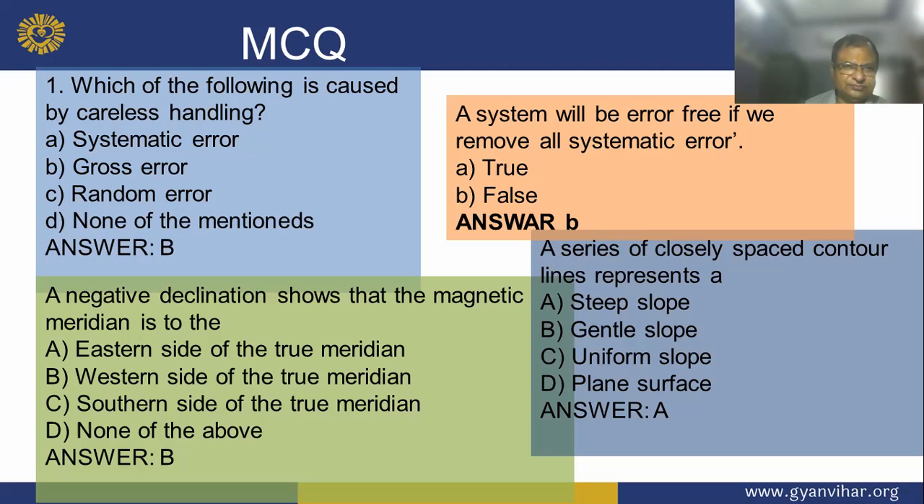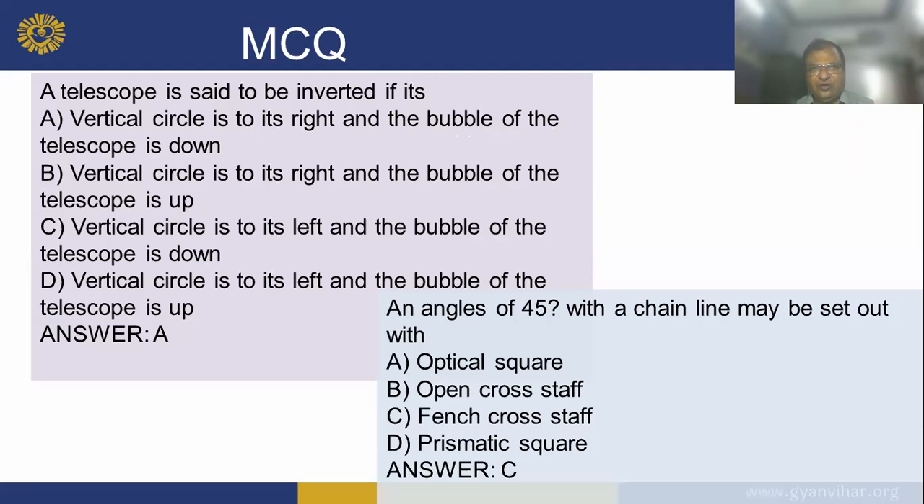A negative declination shows that the magnetic meridian is to the what? The correct answer is B, western side of the true meridian. Next question: a telescope is said to be inverted if it is. Vertical circle is to the right, and the bubble of the telescope is shown. What is correct? Correct is A: vertical circle is to the right and the bubble of the telescope is down.